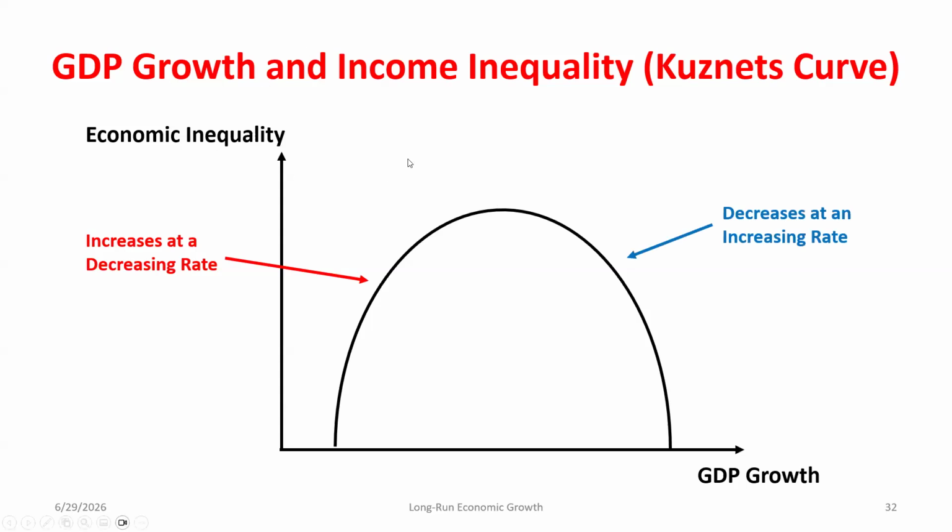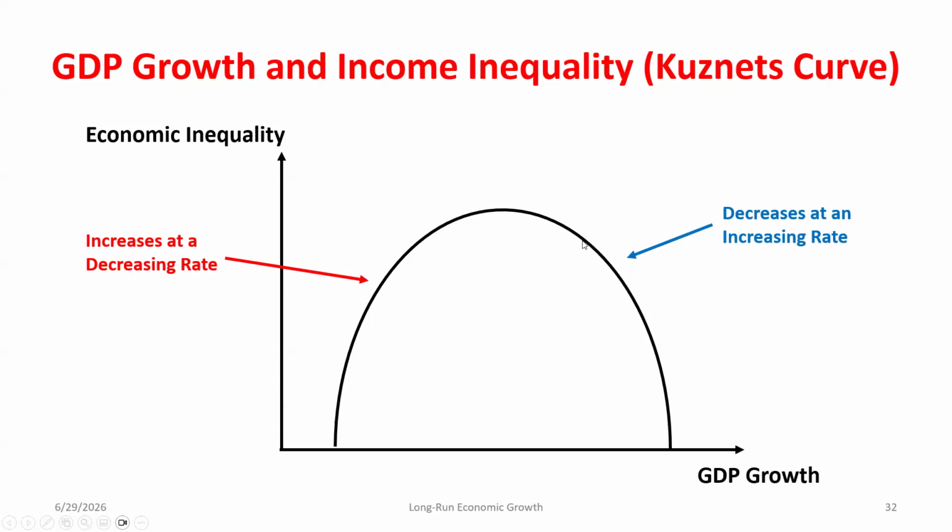At a certain point, though, as we start to see increases in GDP growth, initially it's going to cause economic inequality to start to decrease. This is the idea: there's more social mobility. The government starts to redistribute wealth from the wealthy to the less wealthy. And so at a certain point, our economy growing is actually going to start to decrease economic inequality.